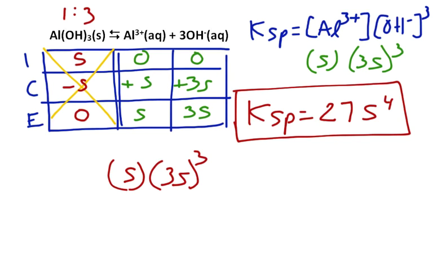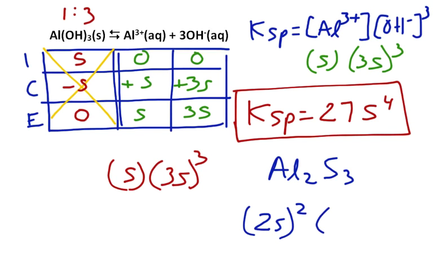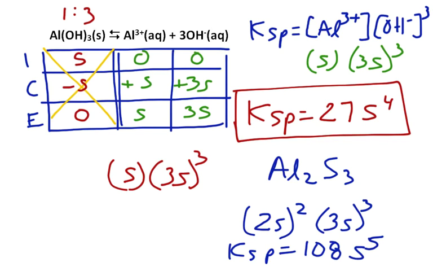So if we had something like, let's say, aluminum sulfide, which is a 2 to 3 compound, then we wouldn't have to do all the work. We could say, okay, this guy is going to be doubled and squared, and this guy is going to be tripled and cubed, and that's going to be 4 times 27, so Ksp would equal 108 S to the 5th power. So we don't even have to work out our whole ICE blocks. We can kind of figure it out just from each of these little compounds.